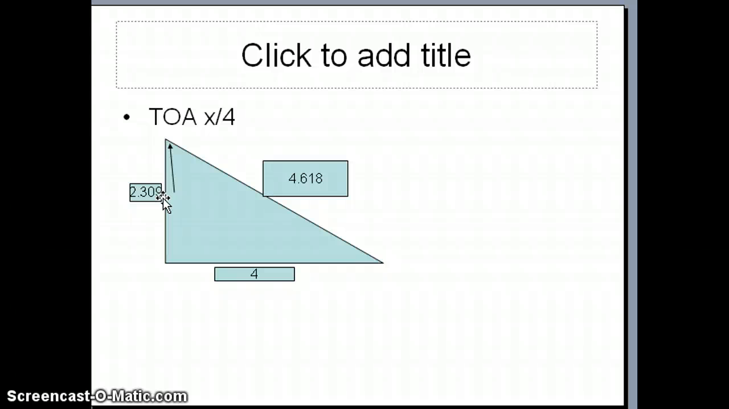Now, you're going to want to multiply this times what was on the bottom, aka the hypotenuse. So times 4.618, and we should get 2.309, which we do. So we know that this triangle is a right triangle, or first of all, it's a triangle and it's a right triangle. Now, using this, we can find out multiple other things.